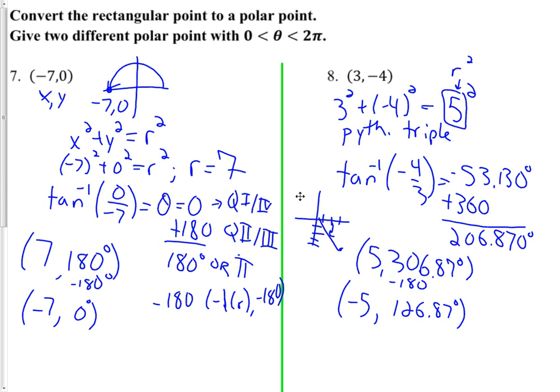And then to go the opposite direction, it would be minus 5, but then we've got to subtract or add 180 to our theta. Why did we choose subtract? If we added, we'd be over 2 pi, right? 2 pi is 360, and so subtracting was the answer.